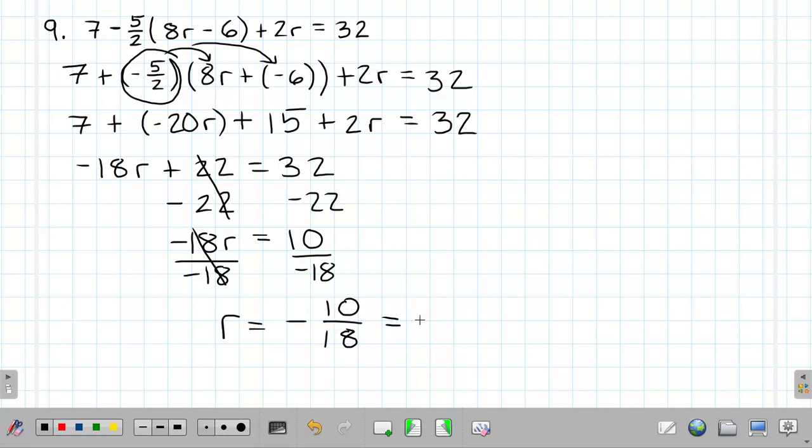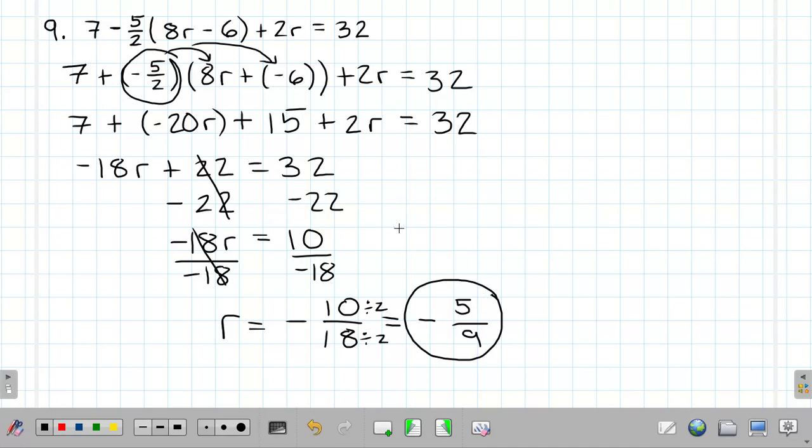So what that means is this is going to become negative. If we divide 10 by 2, we get 5. If we divide 18 by 2, we get 9. So the answer is actually negative 5/9. If you give the answer as negative 10/18, technically that's correct in the sense that if you do 10 divided by 18, it'll give you the same decimal as you get when you do 5 divided by 9. But technically in math, to have the most correct answer, it needs to be the simplest, meaning if you have a fraction that can be simplified, you need to simplify it, okay?